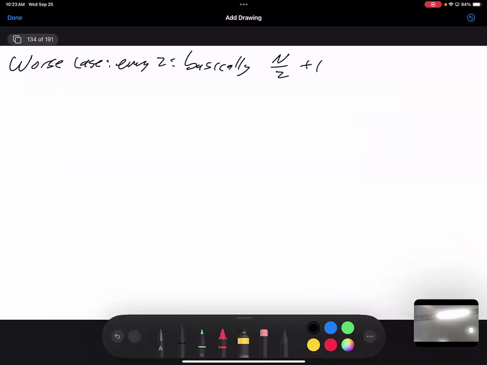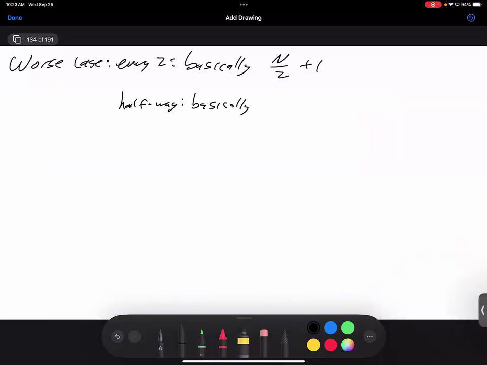And then if halfway, we have one drop initially. And now we have n over 2 minus 1 floors, and we have to do one at a time.